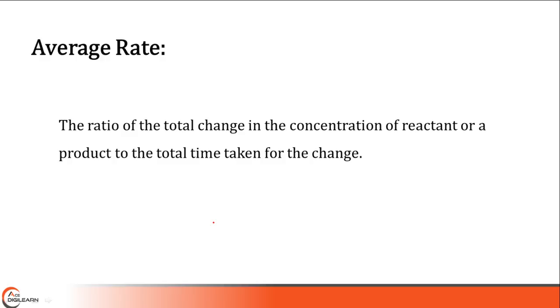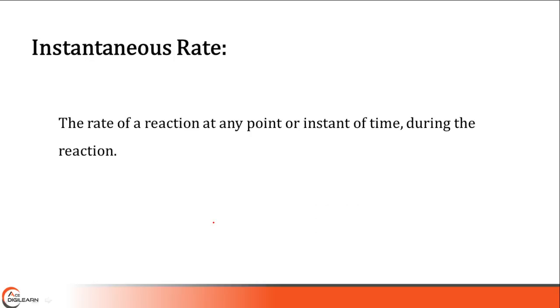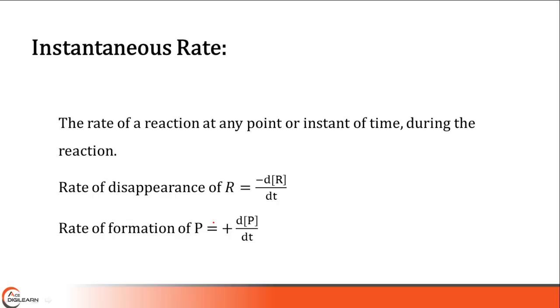Later, let us see average rate. We have two different types of rate. One is average rate, the second is instantaneous rate. Average rate is the total change in the concentration of reactant or product over the total time taken for the change, whereas instantaneous rate is the rate of reaction at any point or instant of time during the reaction.